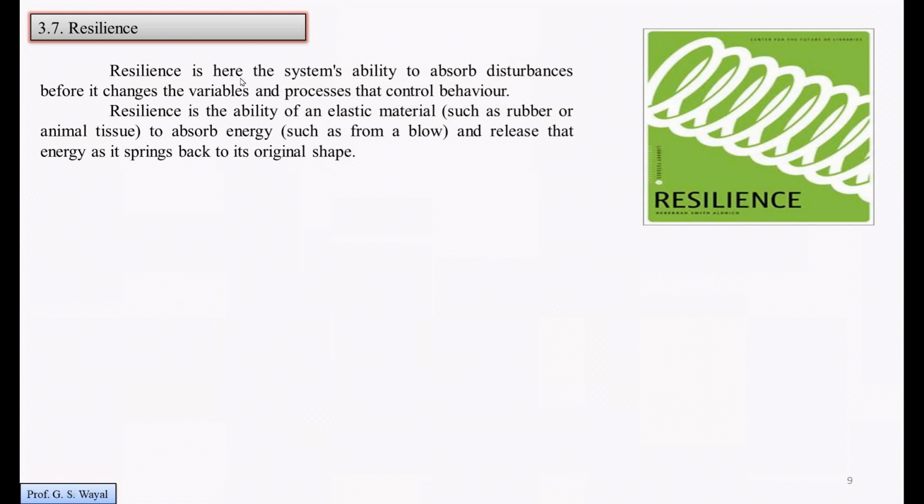The next one is resilience. Resilience is the ability of an elastic material such as rubber or animal tissue to absorb energy, such as from a blow, and release that energy as it springs back to its original shape. In simple language, resilience is the total or maximum energy that can be absorbed by the material. That property is called resilience. I repeat, the energy absorbed by the material is called resilience.